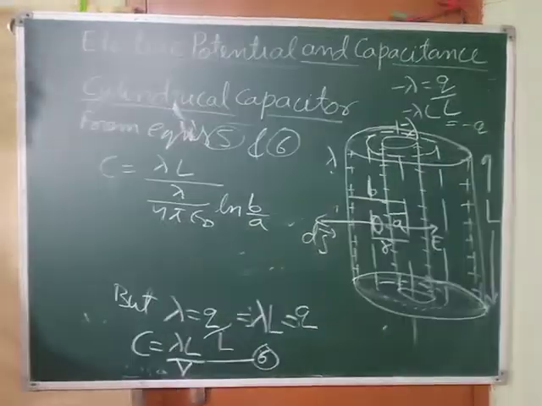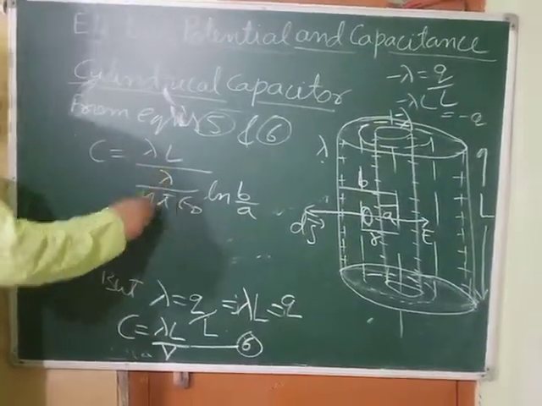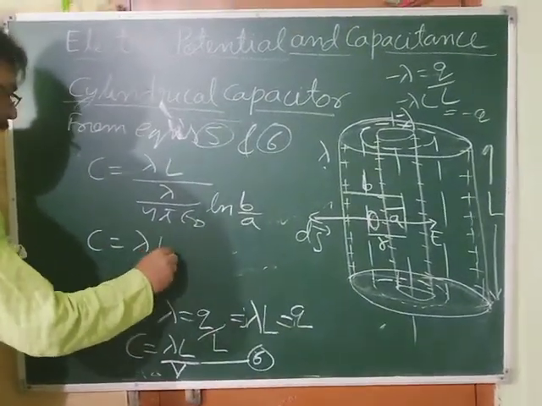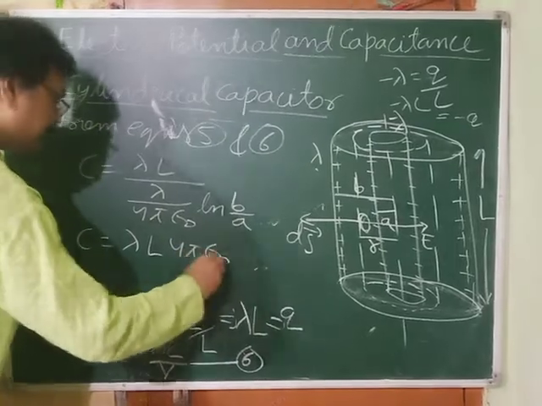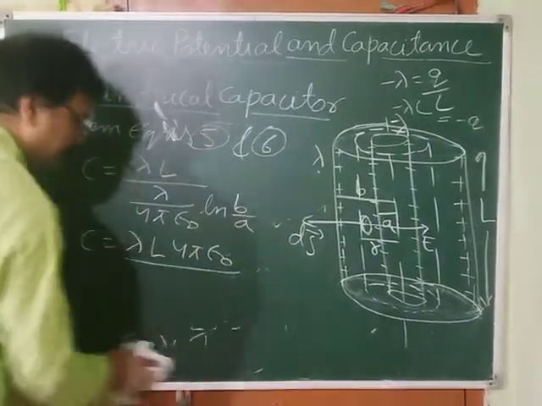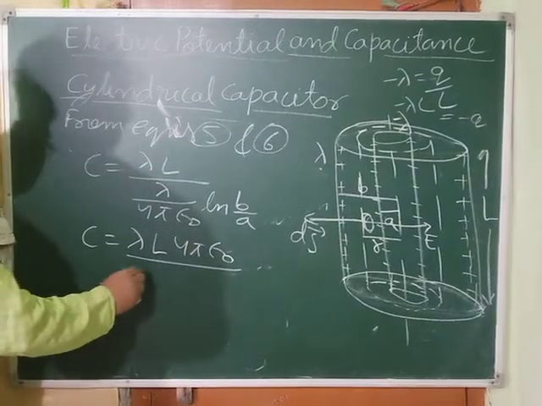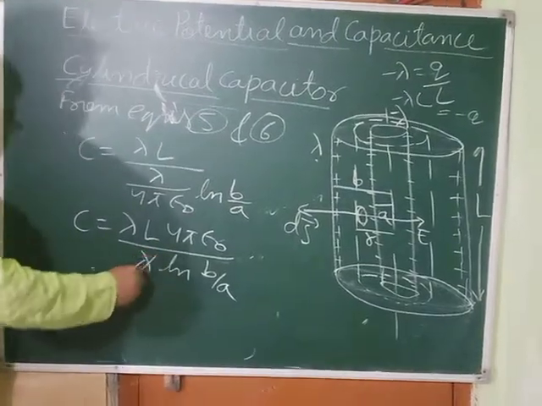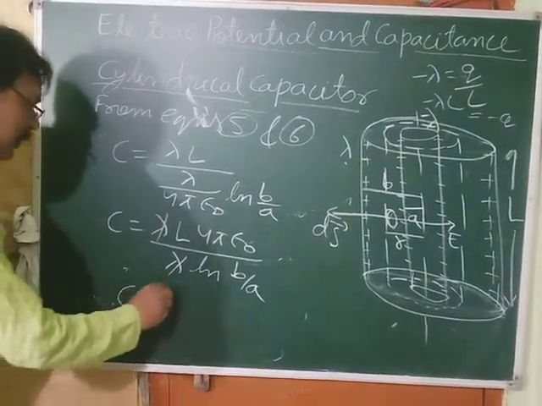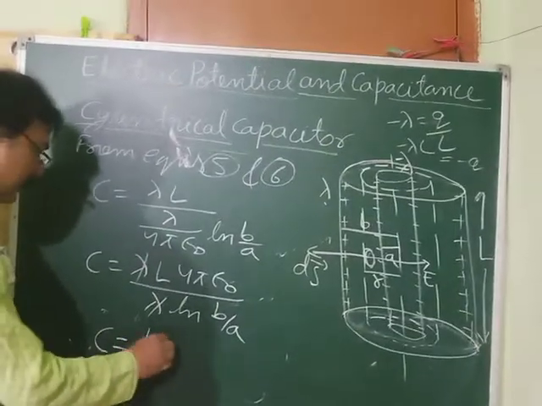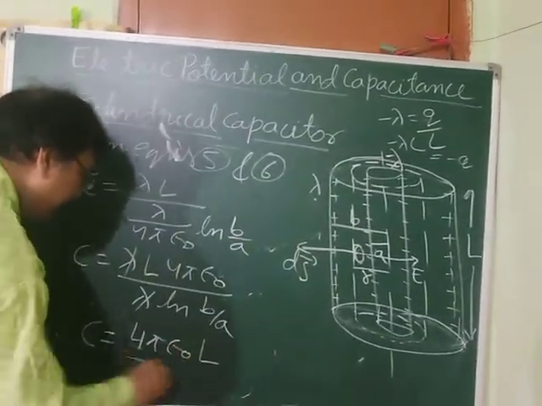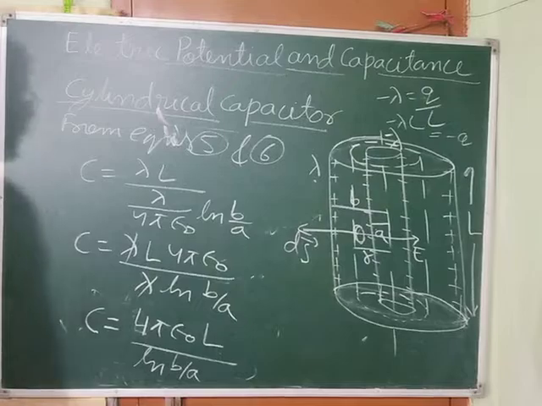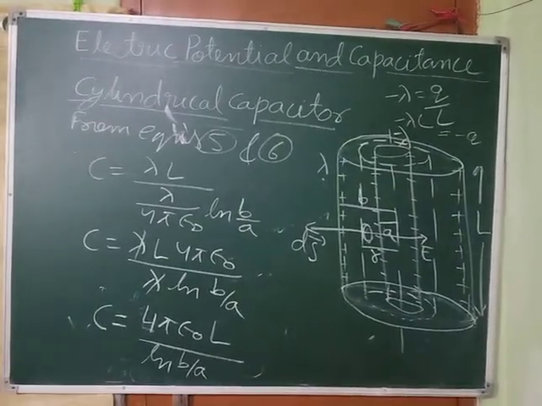Now what we can do? This will go up. So we can write C is equal to lambda L 4 pi epsilon naught upon lambda ln b by a. This lambda and lambda will cancel out. We will get C is equal to 4 pi epsilon naught L by ln b by a. That's what we get. Just note it down.